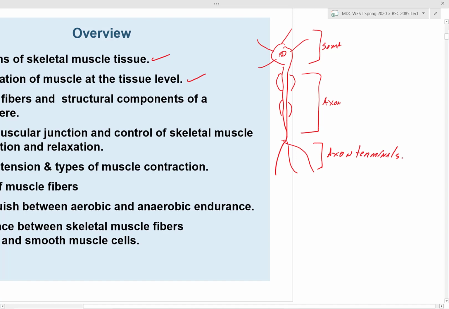Again, do you need to learn every single detail? No, right now I just want you guys to see it for the first time. Okay? So soma, which is the body, axon and axon terminals. Okay? What are we trying to get through this neuron? An electrical impulse.